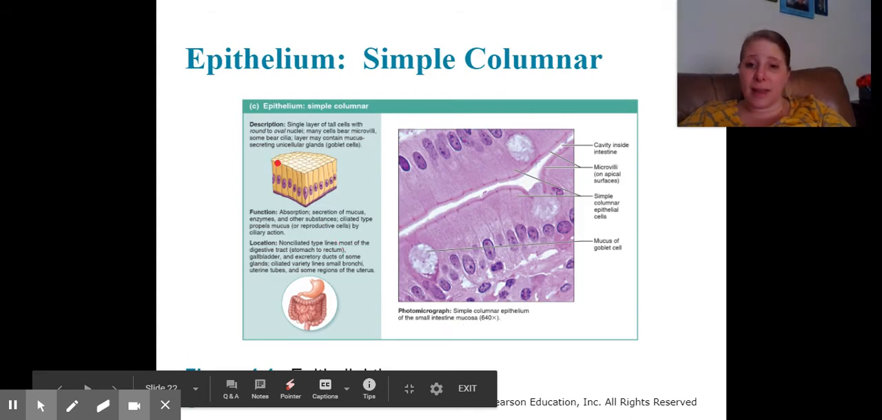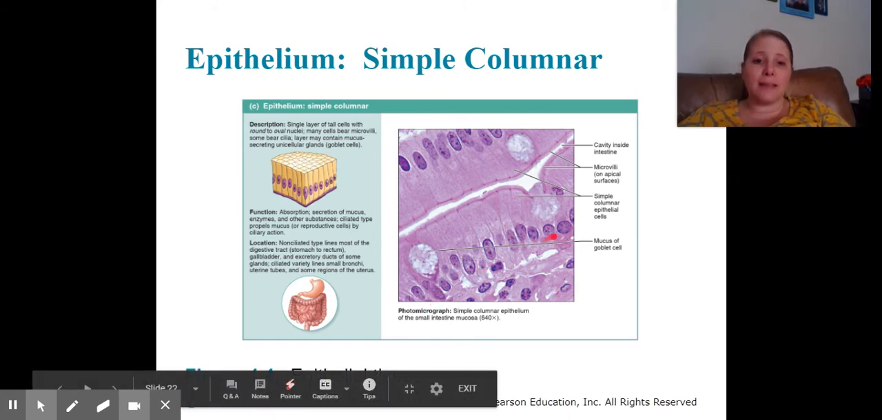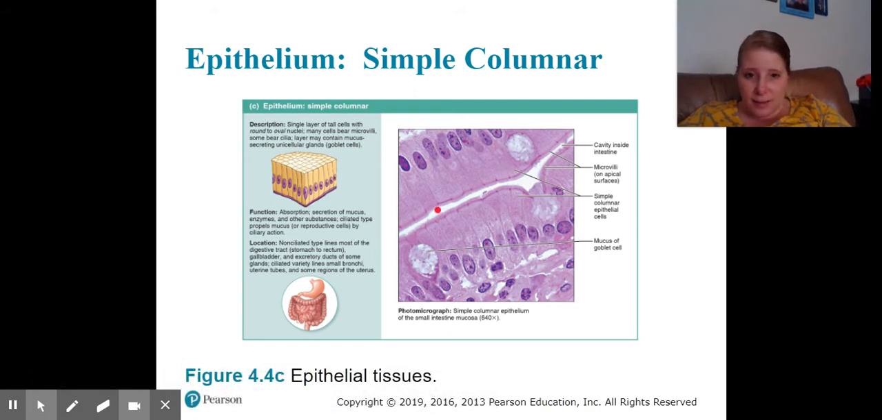So this is what that looks like. Again, one layer of long, tall cells. So here's the real picture of it. Let's see this one. This is one cell. The nuclei are right here, and they line up pretty nicely, nice and straight like this. So if you see long, tall cells and you see the nuclei line up nice and straight, it's going to be simple columnar. And do you see this little bit off the top here? That's going to be some microvilli.